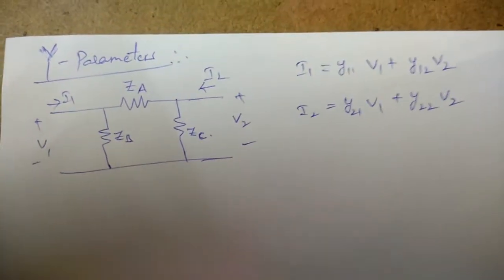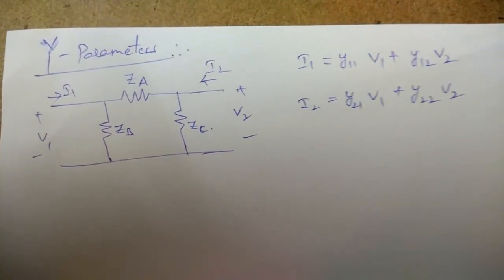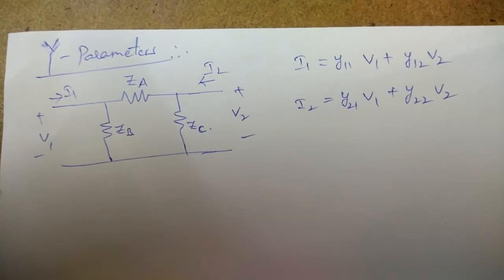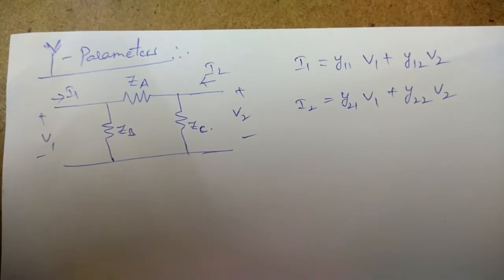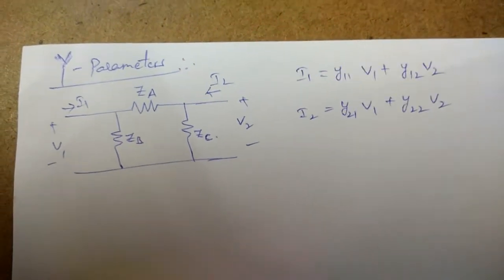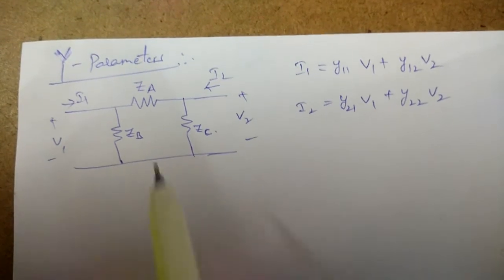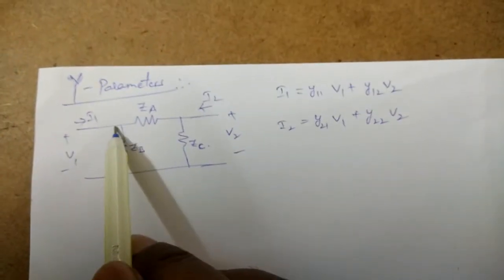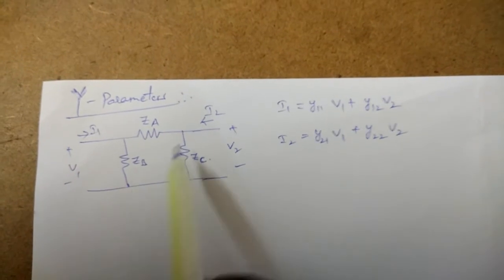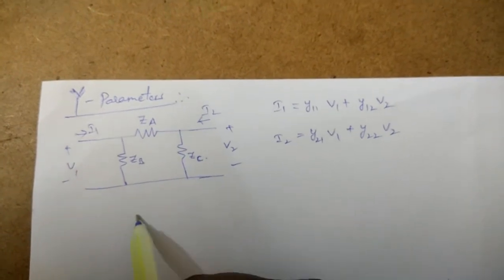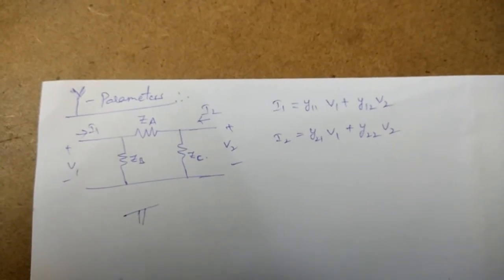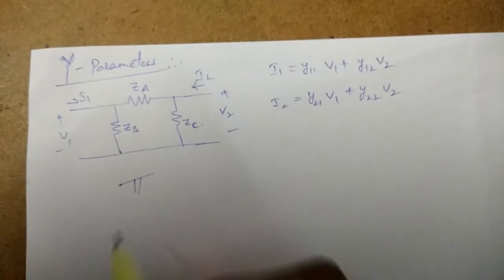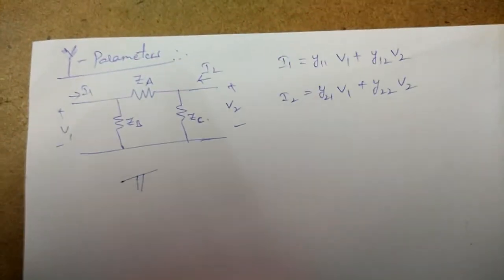Hi friends, today we will see Y parameters. In the last video we have already seen the Y parameters for a T network. Here we have considered a pi network. See, here one resistance is there and one more resistance here, so it looks like the letter pi. So this is called a pi network.